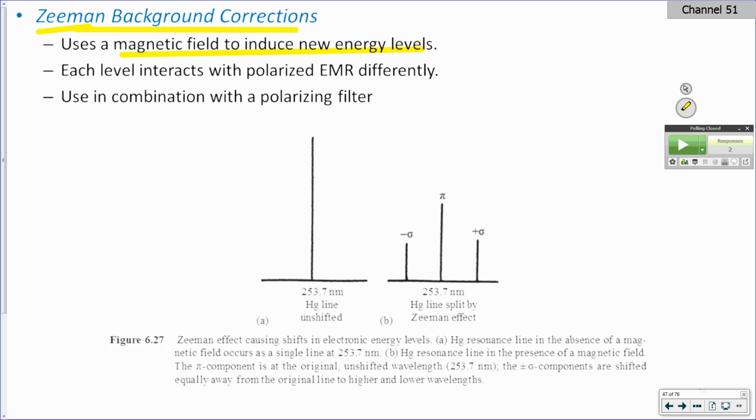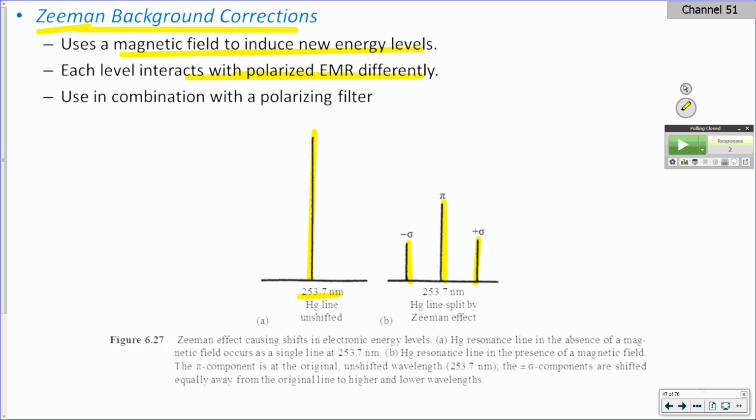Okay? Here we apply a magnetic field, and it's looking at the spin of the electron. The energy of the spin of the electron is the same if there's no magnetic field, the upspin versus the downspin, but when we put a strong magnetic field in there, we can separate those energy levels apart. So each energy level interacts with polarized electromagnetic radiation differently. This is the mercury line that appears at mercury's resonance, 253, and we can apply the magnetic field to that, and it splits into three separate lines.